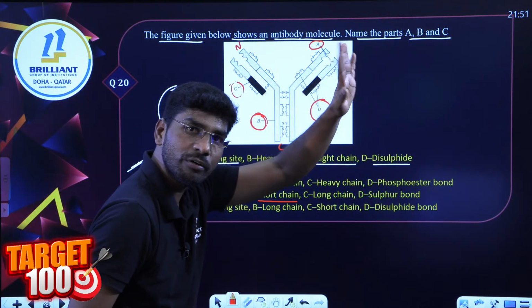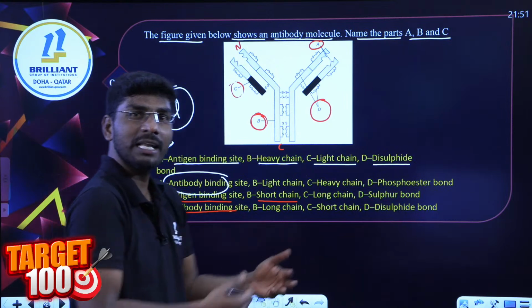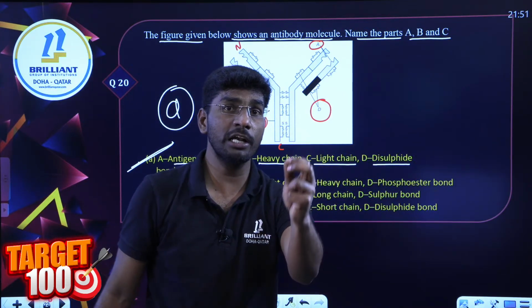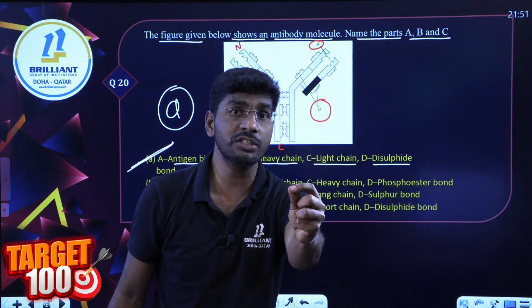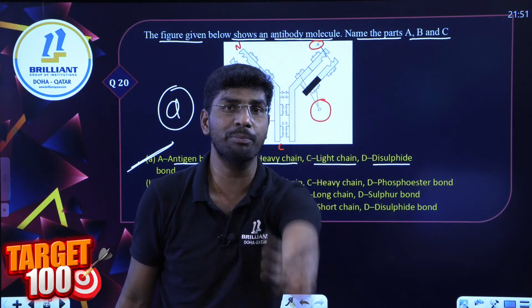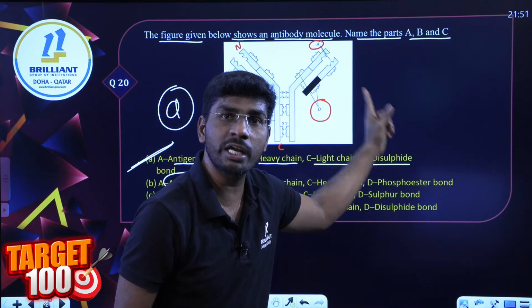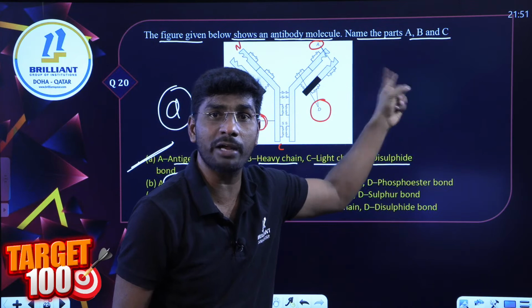So C also ignore. Option D, antibody binding site. It is not antibody binding site, it is antigen binding site. I am telling you, immunoglobulin structure question can come, very important. Antibody structure: heavy chains, light chains, disulfide bond. Keep in mind, all of you.